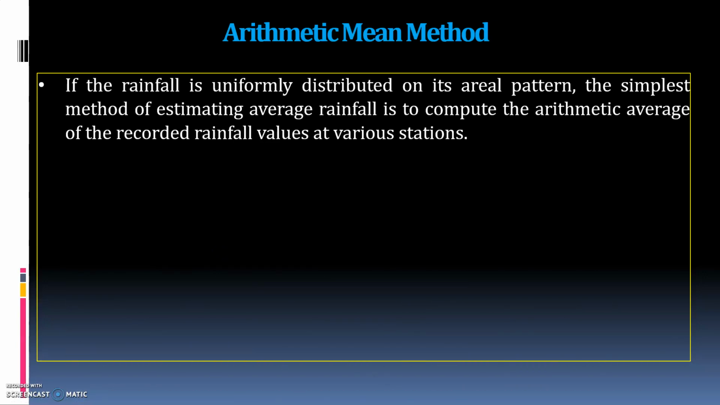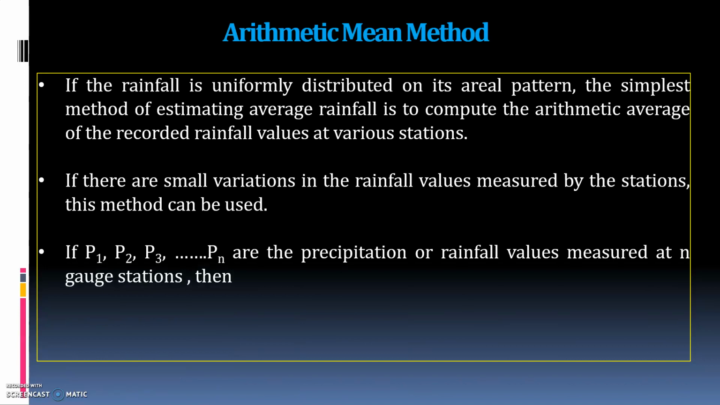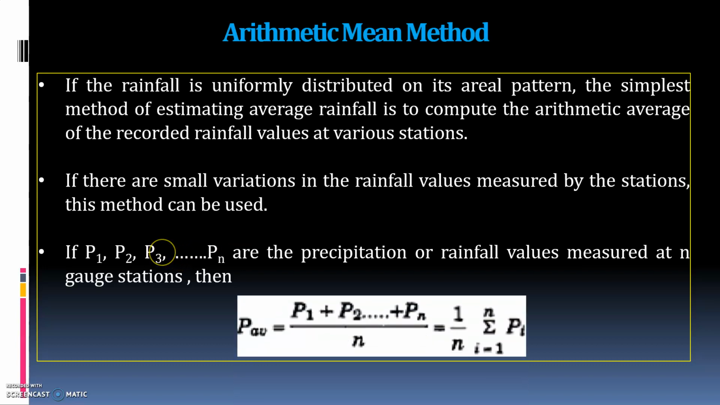If the rainfall is uniformly distributed in its areal pattern, the simplest method of estimating average rainfall is to compute the arithmetic average of the recorded rainfall values at various stations. Thus, if P1, P2, P3, etc. up to Pn are the precipitation or rainfall values measured at n gauge stations, then P average is equal to P1 plus P2 plus P3 plus P4 till Pn divided by n. That is nothing but 1 divided by n into summation of Pi.